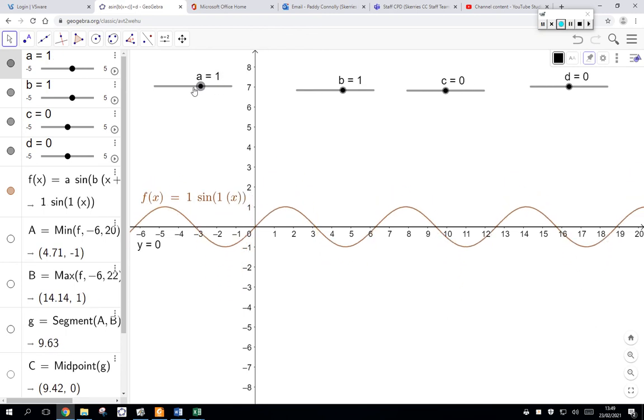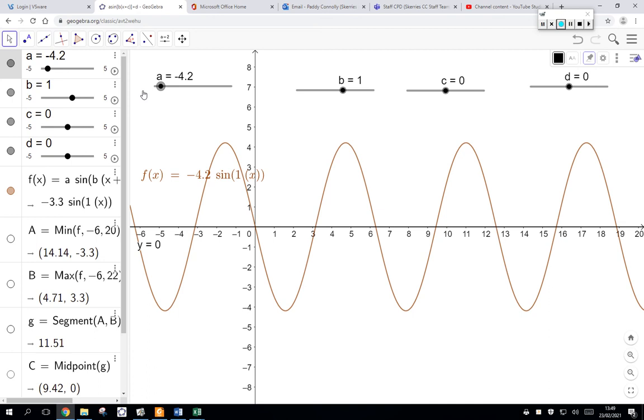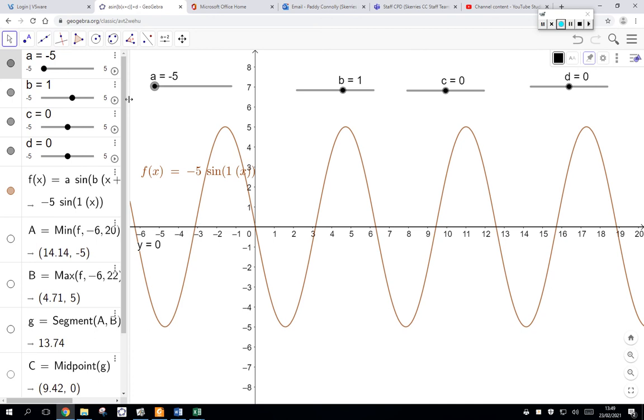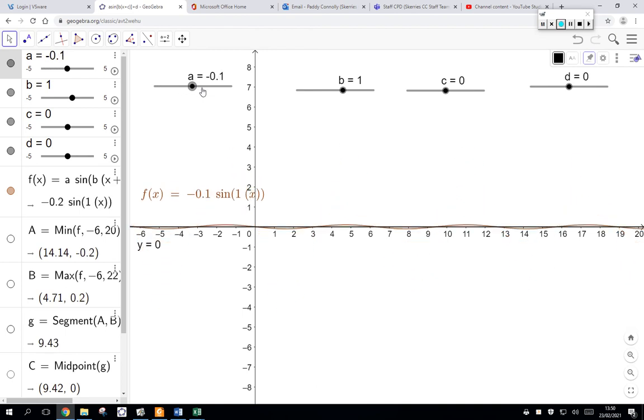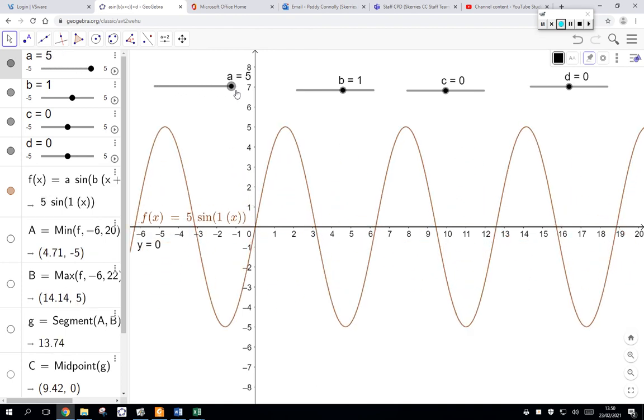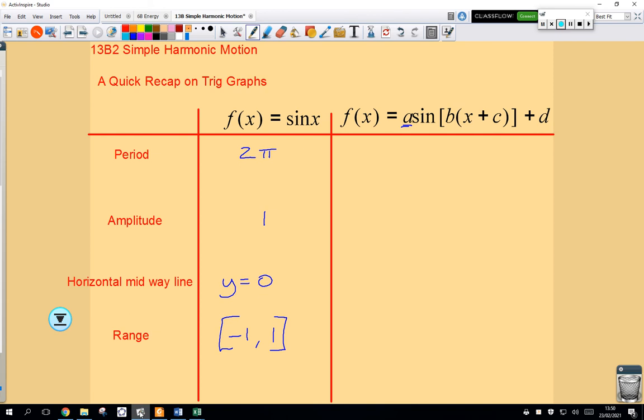Notice, by the way, when I go down to my negatives, if I go to -5, my range is still from -5 to 5. My amplitude is still 5 units. So the amplitude is always the absolute value of whatever that coefficient is that's in front of the sine function. And I can write that down, and you need to kind of remember these details. The amplitude will always be the absolute value of whatever that coefficient a is.